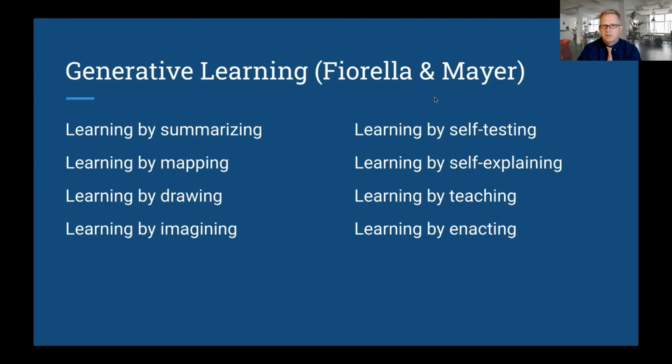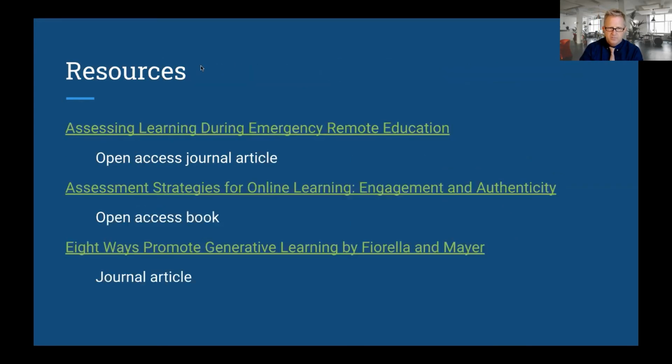Okay, that ends the presentation. I've got this slide of resources. There's the titles. You can easily find these things. This is my article that I wrote with a colleague, Michael Barber, that I took a lot of this presentation from, Assessing Learning During Emergency Remote Education. That's Hodges and Barber, and it's an open access article.